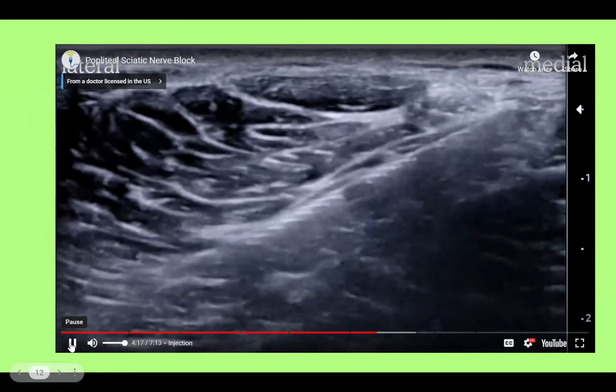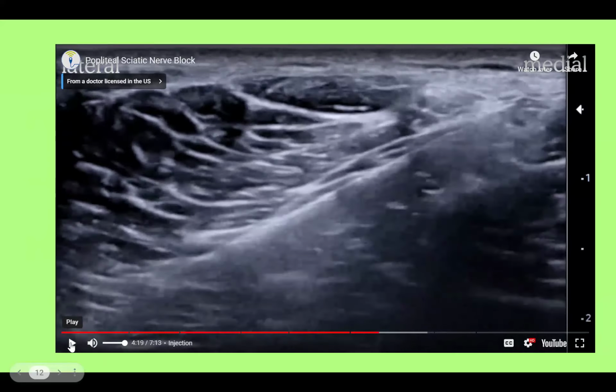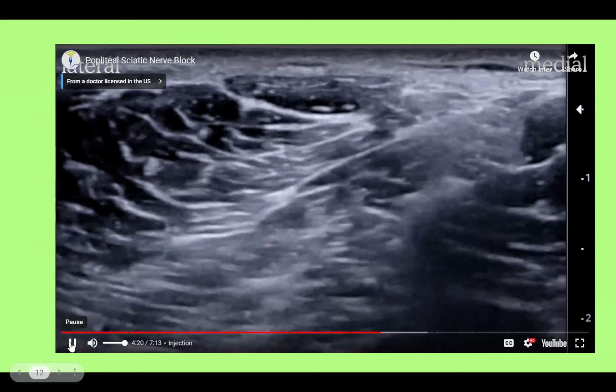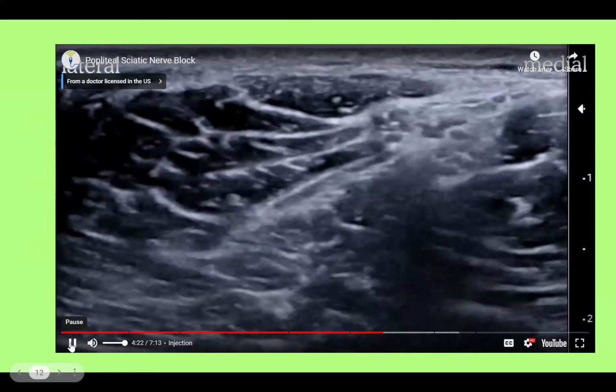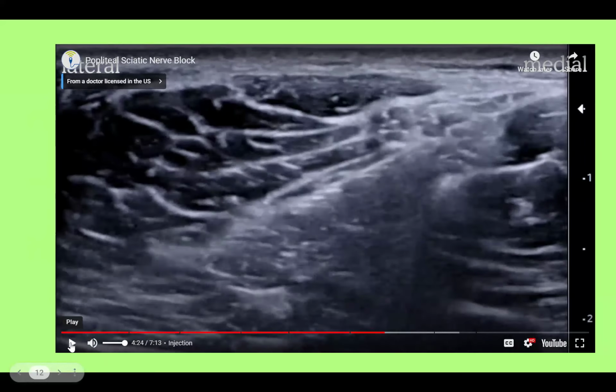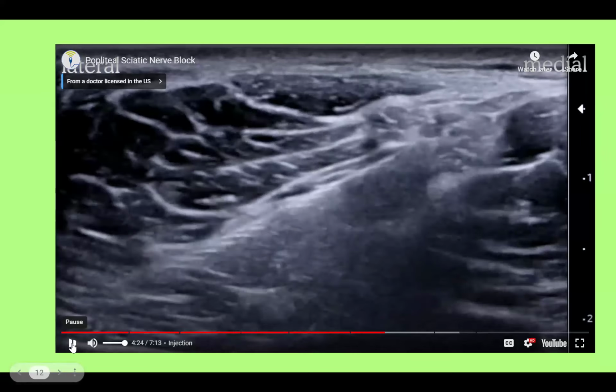Once you're through the sheath, you just give a small test injection, which should be low pressure, and we should see that hourglass spread or that figure of 8 spread around the two nerves. So you can see with this initial injection here, the local anesthetic is still outside that thick sheath. You can see it start to spread outside the sheath, which is not where we want it.